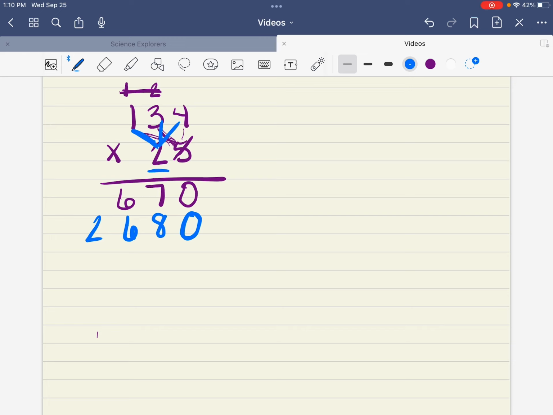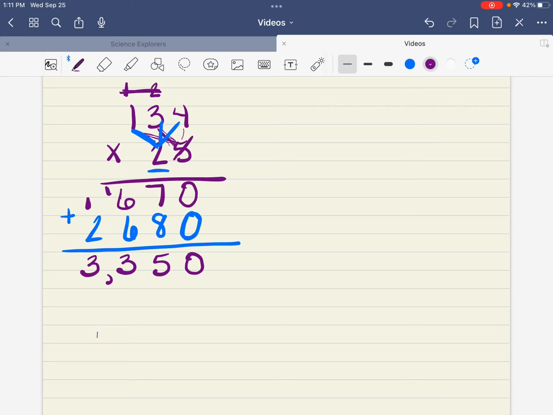What do we do next? Add. You're right. So let's add these up. 0 plus 0 is 0. 7 plus 8 is 15. Carry my 1. 6 plus 6 is 12, plus 1 is 13. Carry my 1. And 2 plus 1 is 3. 1, 2, 3, comma.